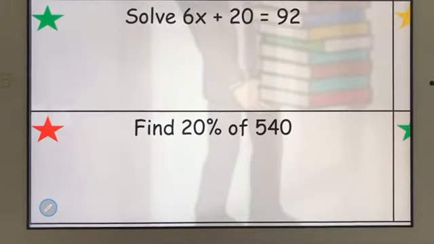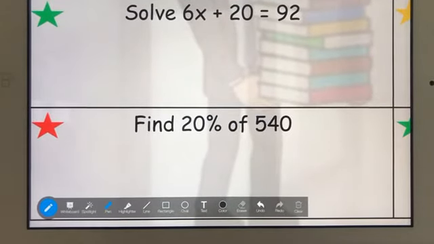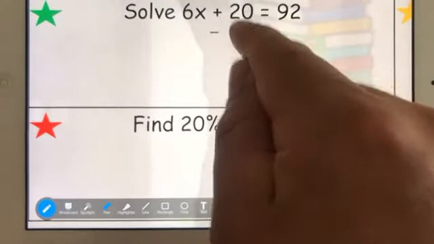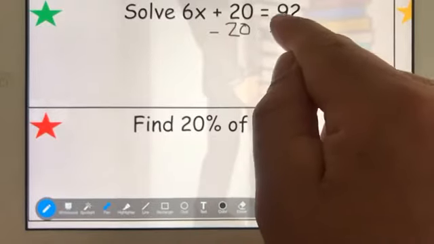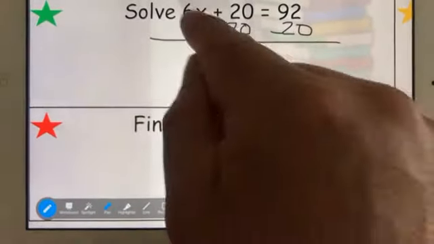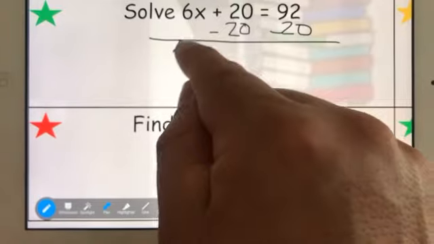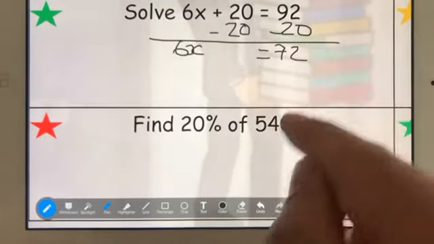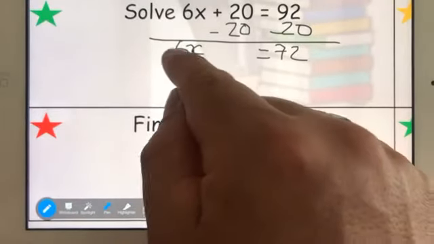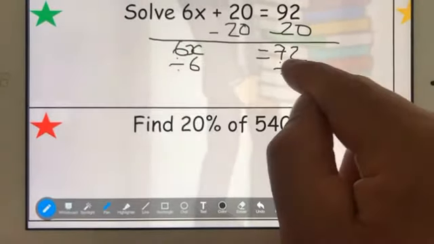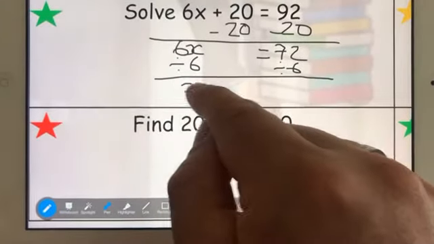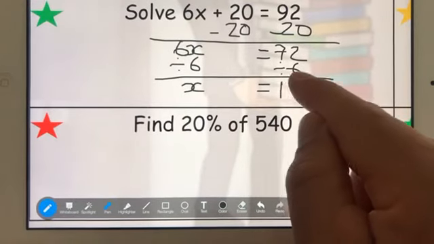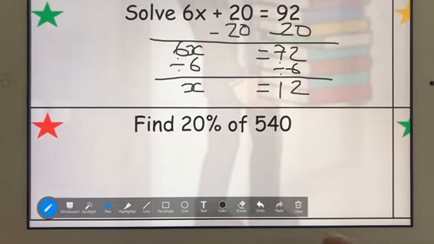Next, I've got 6x plus 20 equals 92. Again, very straightforward solving equations question. I'm going to take away 20 from both sides first because I want to get rid of that plus 20. 6x moves straight down. Plus 20 minus 20 is nothing. 92 take away 20 is 72. 6x equals 72. If I divide by 6 now to get x on its own, I end up with x equals 72 divided by 6. You can do it with bus stop if you want to. I know it's 12. 12 for 3 points on that one.